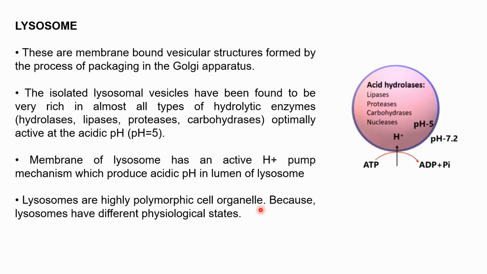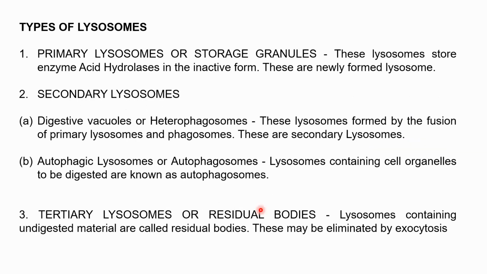Lysosomes are highly polymorphic cell organelles, meaning they have different morphologies, because lysosomes have different physiological states. For example, a lysosome may be present by itself as a lysosome, or in combination with a phagosome, it may lead to the formation of a phagolysosome that has a different pH. So based on the different physiological states, lysosomes are polymorphic, and they acquire different pH under different physiological state conditions. So there are different types of lysosomes.